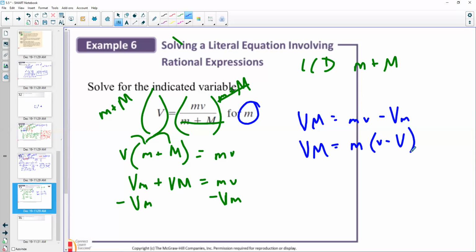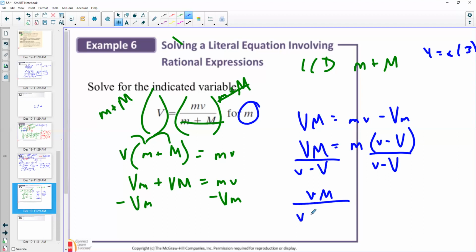Now, like if I had something that looked like 4 equals x times 3, to get rid of the 3, I would just divide through by it, right? So I'm going to divide both sides by little v minus capital V. And that's going to be my answer. So I get capital V, capital M over little v minus big V equals little m. The more you watch it, the more you'll be able to do it.